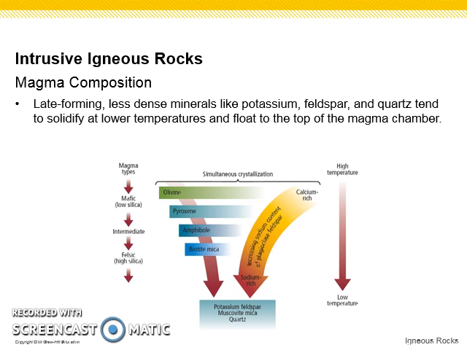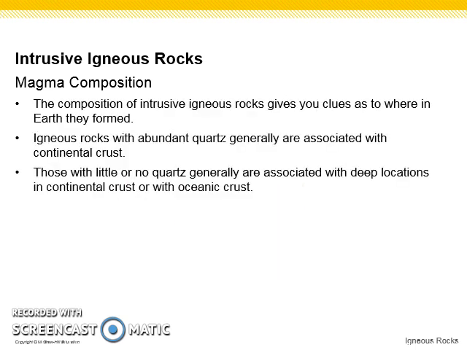So we're still talking about magma composition. Late-forming, less dense minerals like potassium feldspar and quartz tend to solidify at lower temperatures and float to the top of the magma chamber. The composition of intrusive igneous rocks gives you clues as to where in Earth they formed. Igneous rocks with an abundance of quartz generally are associated with continental crust. Those with little or no quartz generally are associated with deep locations in continental crust or with oceanic crust.